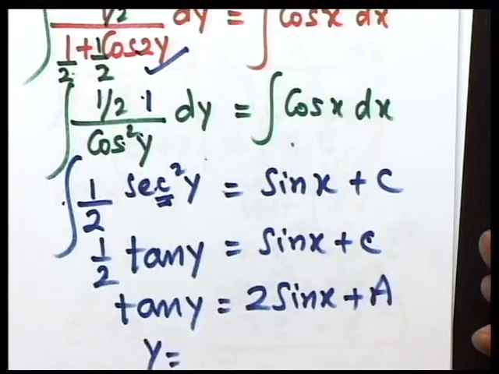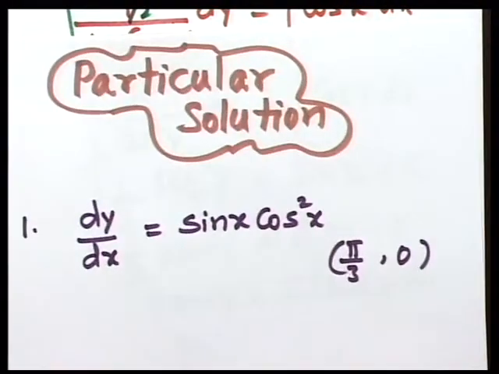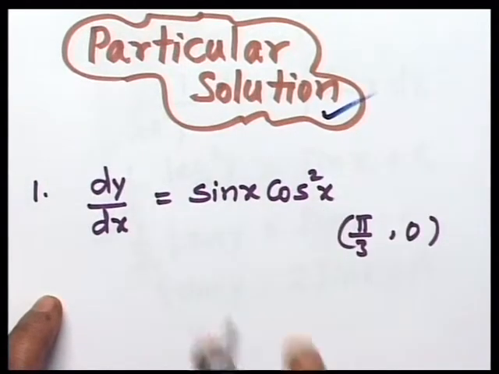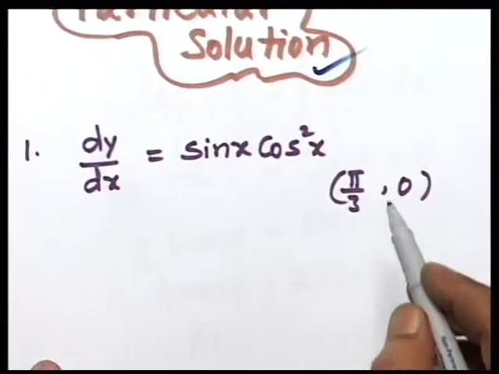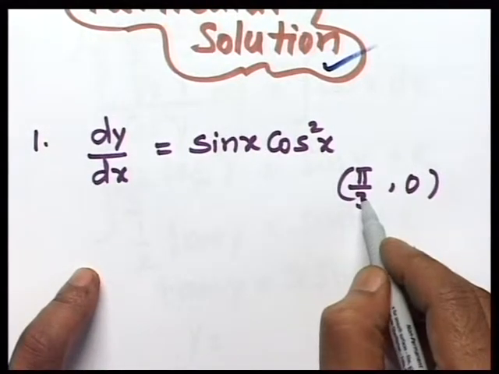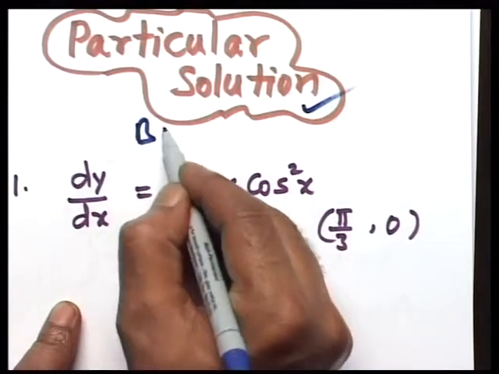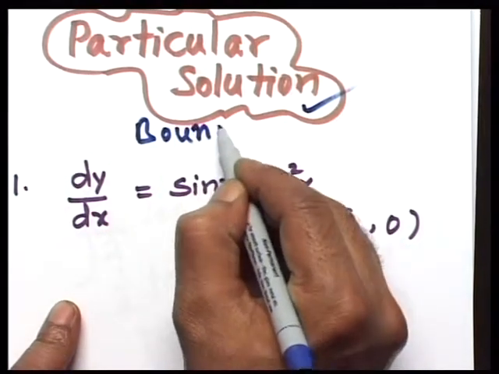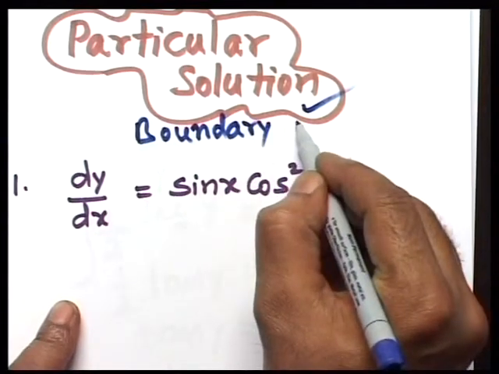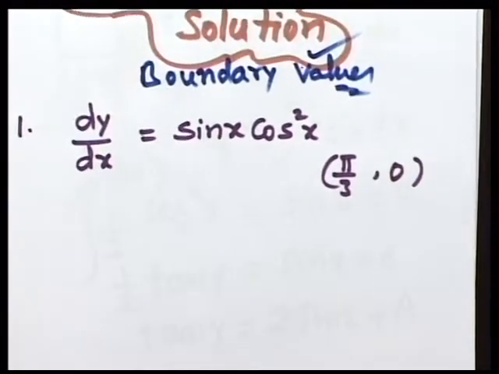All right. So the next section is on finding the particular solutions. The method is exactly the same, but we use that extra information given to us, which is called initial conditions. Some textbooks call it boundary conditions or values.